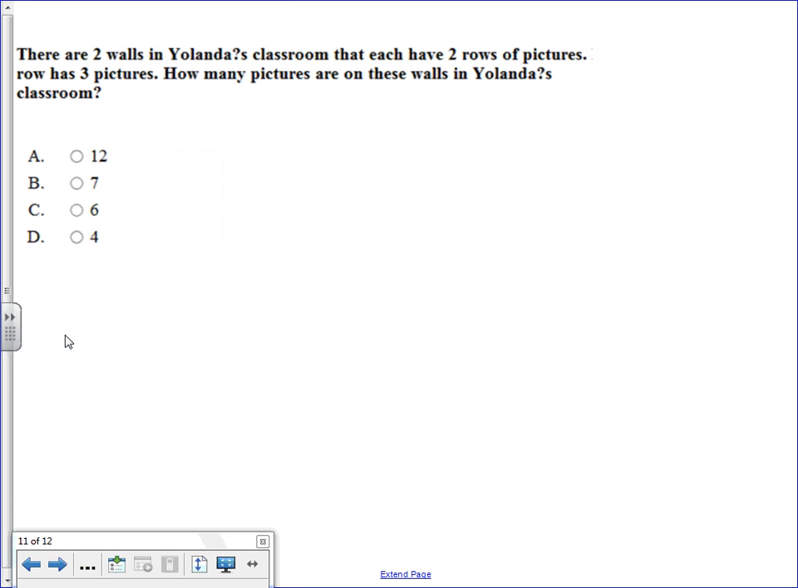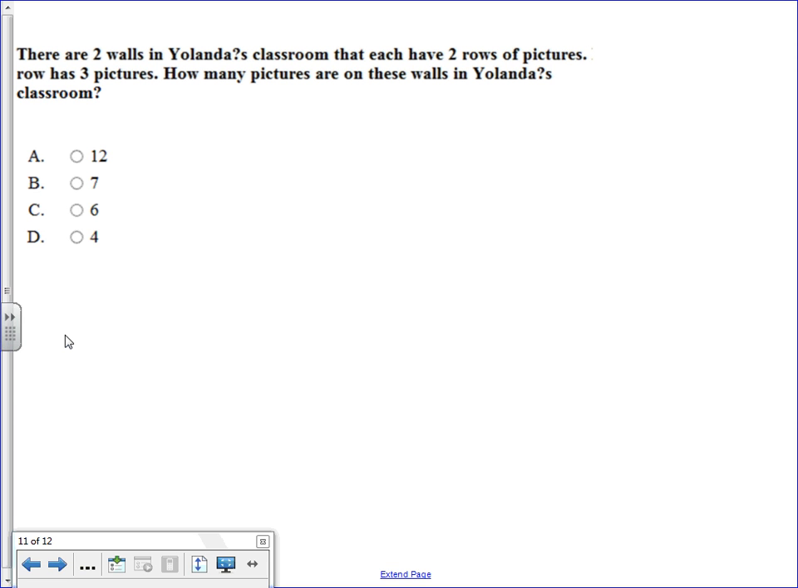There were 2 walls in Yolanda's classroom that each have 2 rows of pictures. Each row has 3 pictures. How many pictures are on the walls in Yolanda's classroom? Here's a really important time to play a mental movie in your mind.